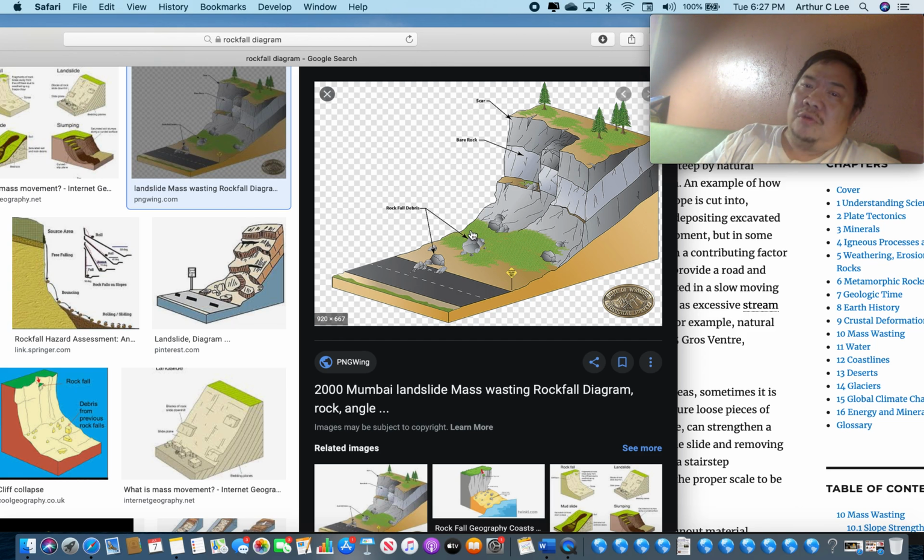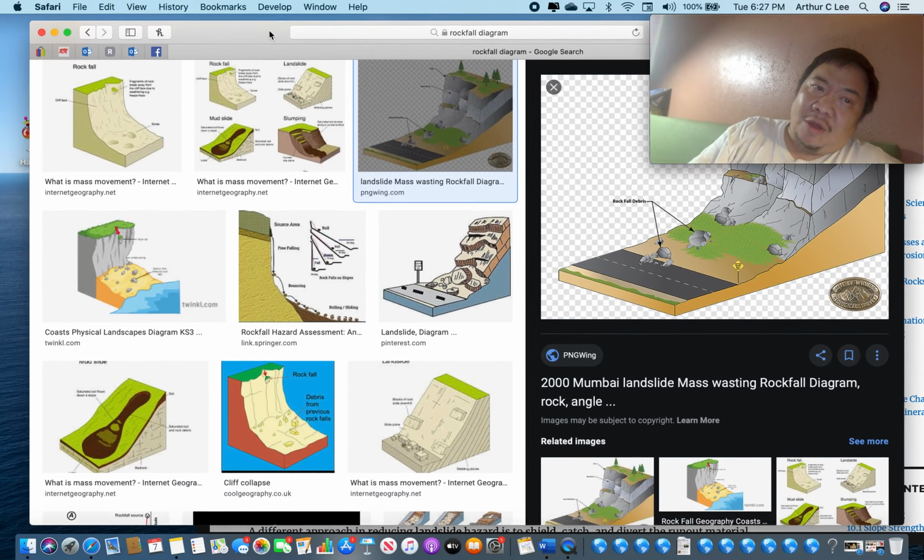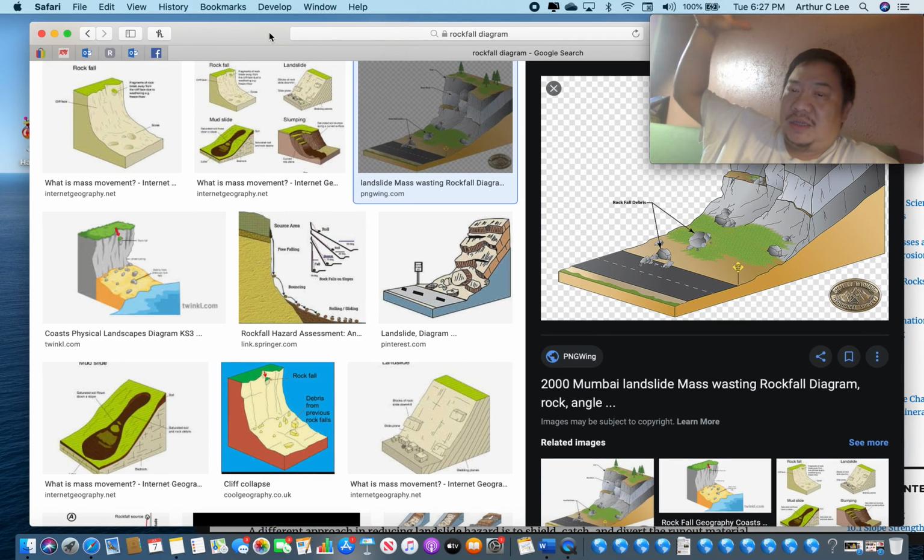When you build a road, you steepen the slopes on both sides, right? So road building is one of the main causes of rock falls. Rock falls are the fastest type of mass wasting. They can reach very high speeds, those rocks, depending on how far down they fall.